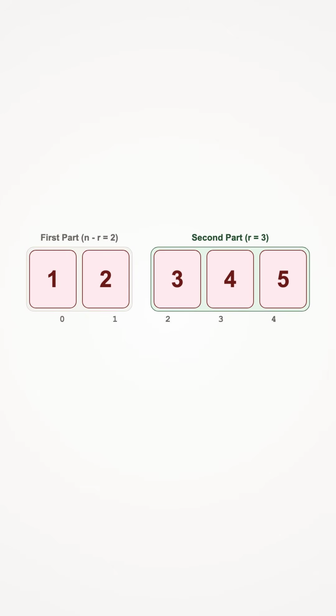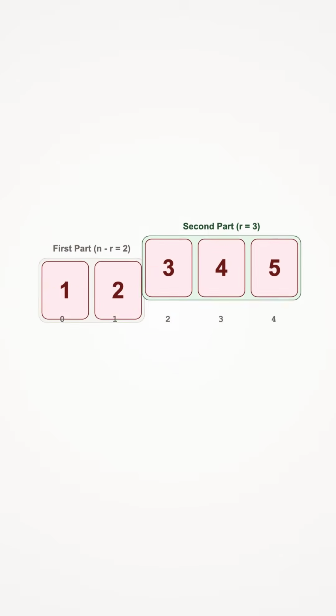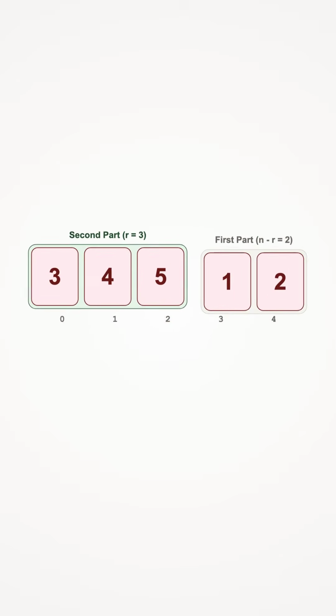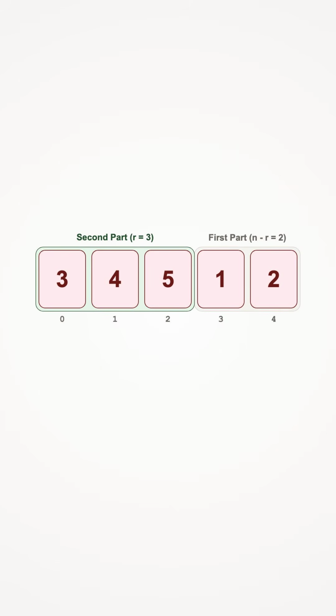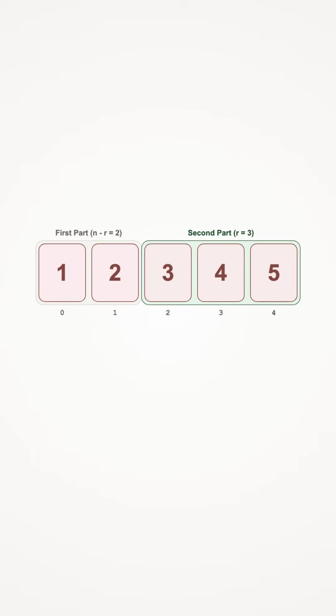So to rotate the array to the right by r steps, really, the second part needs to come to the front. So a right rotation by r equals 3 is really this transformation. And how do we get there? We can do it using 3 reversals.